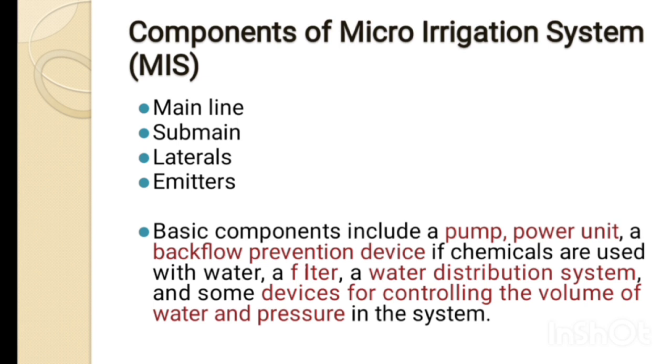Then components of micro irrigation system. First is main line, submain, laterals and emitters. Some other basic components are pump, power unit, backflow prevention device, filters, water distribution system, and some other devices for controlling the volume of water and pressure in the system.